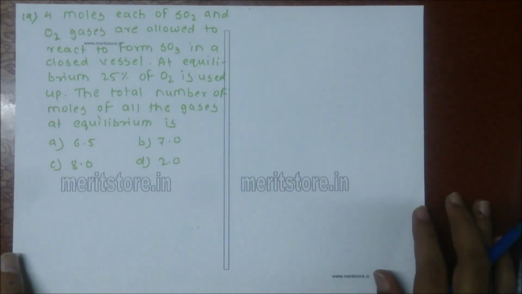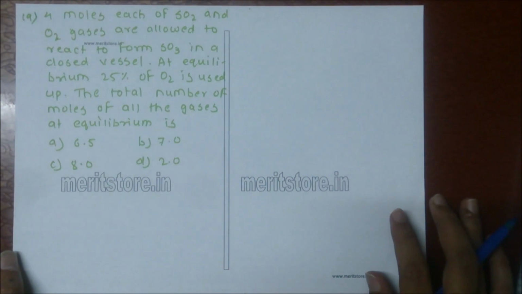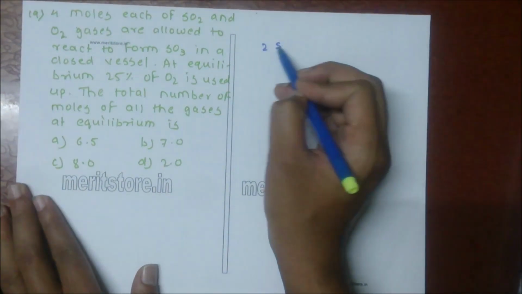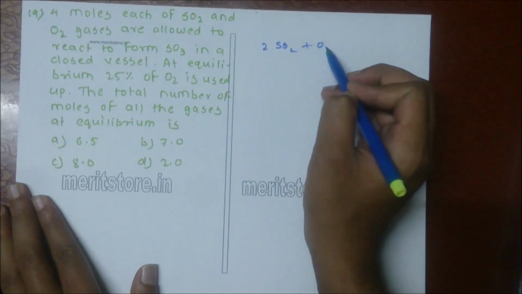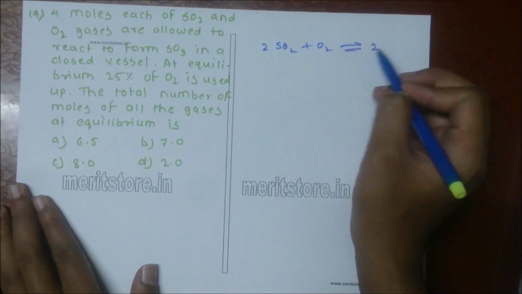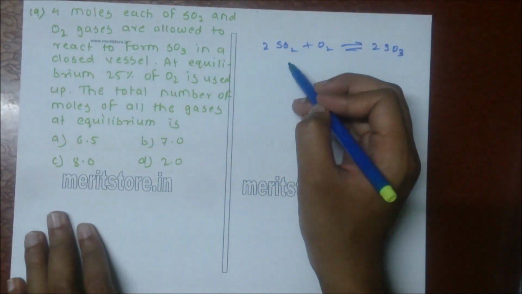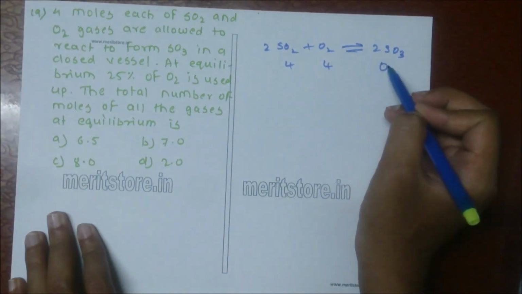4 moles each of SO2 and oxygen gas are allowed to react to form SO3 in a closed vessel. At equilibrium, 25% of oxygen is used up. The total number of moles of all the gases at equilibrium is? So the reaction will be 2SO2 plus O2 gives 2SO3. Initial number of moles are 4, 4 and 0.